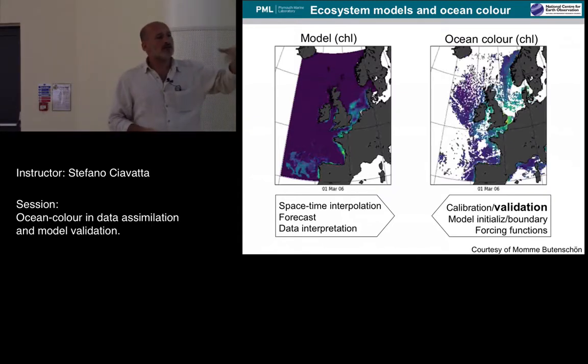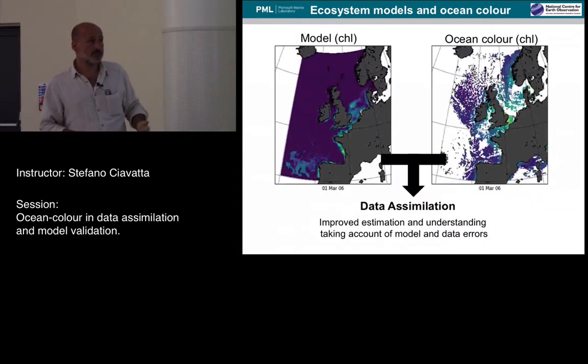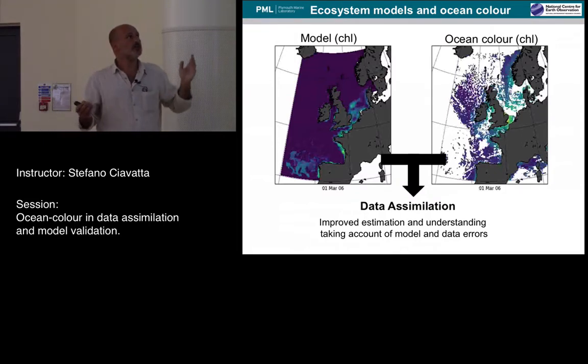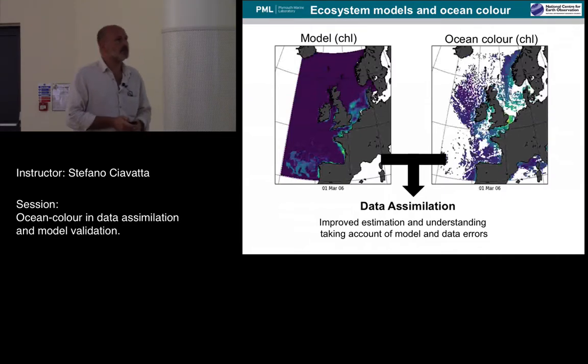Okay. A lot of words that maybe don't mean that much to you, but we will talk about model validation and another technique for merging models and ocean color, which is data assimilation. In this approach that we will explore today, we are really merging in real time, sometimes, the two pieces of information to get a better picture of the true state of the ecosystem. All terms that we will explain in this talk.